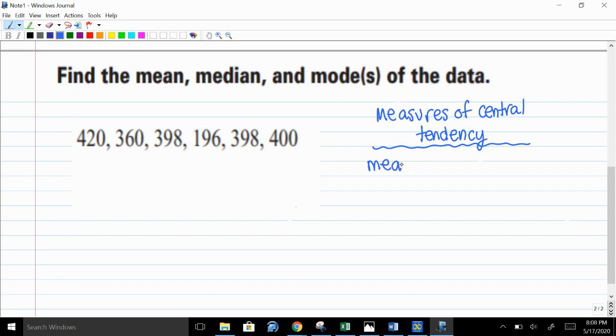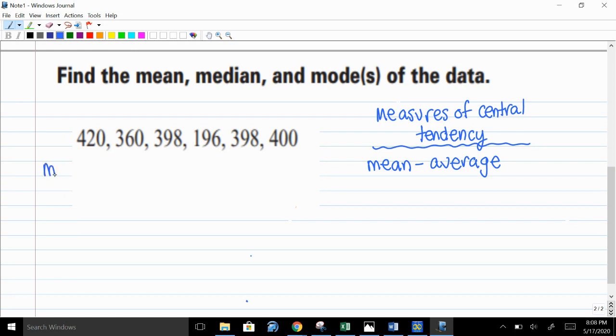The first one is the one you're the most familiar with. The mean is known as the average, right? So your average in your math class, your English class, that's the sum of all your grades. To find the average, you're going to add up all the numbers in the set of data and divide by however many there are.